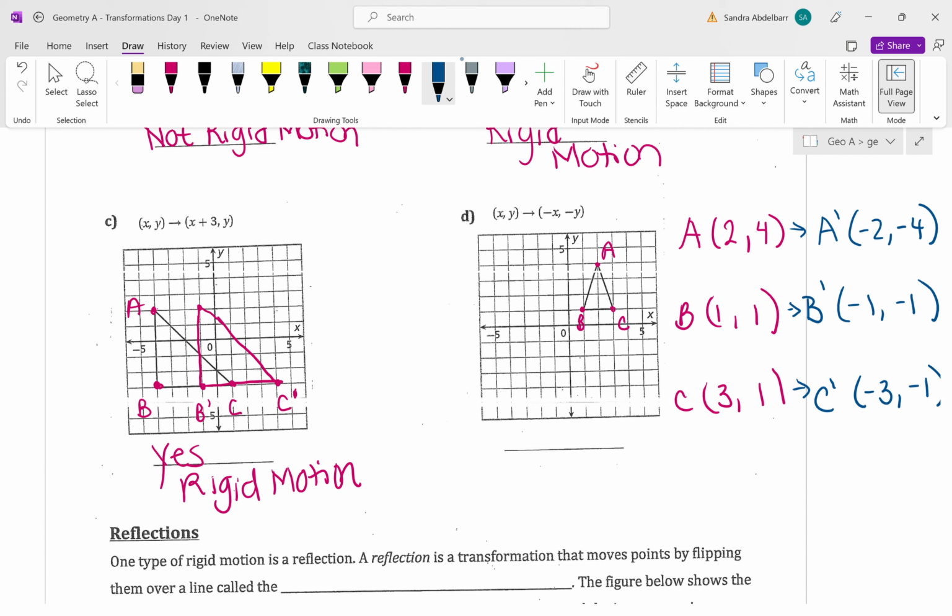So (-2, -4), here's my A prime. And then (-1, -1), there's my B prime. And then (-3, -1), there's my C prime. All right, rigid motion or not rigid motion? What did you all say? Rigid motion. How many people got that correct? Great. All right, moving on to reflections.